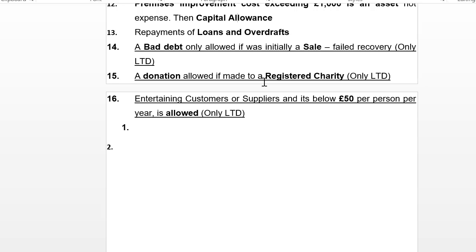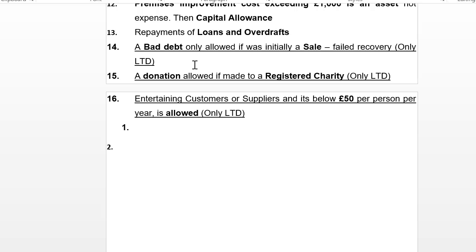Now, number 13 looks at repayments of loans and overdrafts. These are not business expenses. This is money owed by the business. When the business borrows the loan or overdraft, it's not an income. It doesn't increase the profit. It doesn't increase the tax. And when it's being paid back, they are not expenses, but a debt that is simply being paid back.